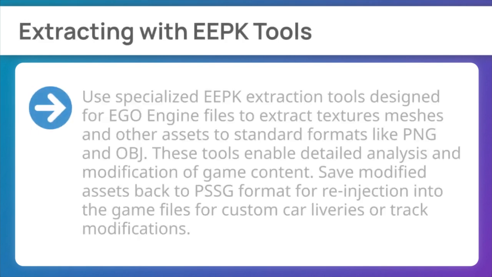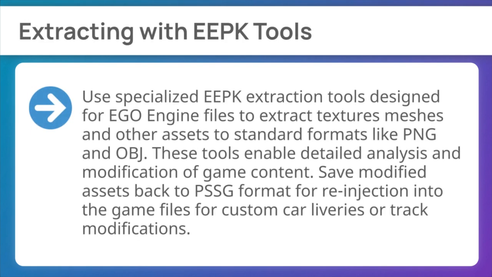Next, extracting with EEPK tools. Use specialized EEPK extraction tools designed for Ego engine files to extract textures, meshes, and other assets to standard formats like PNG and OBJ. These tools enable detailed analysis and modification of game content. Save modified assets back to PSSG format for re-injection into the game files for custom car liveries or track modifications.